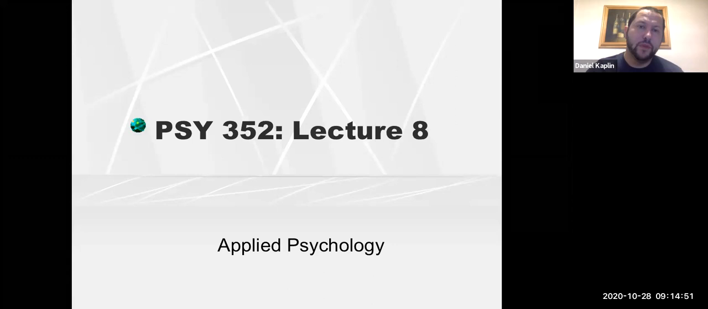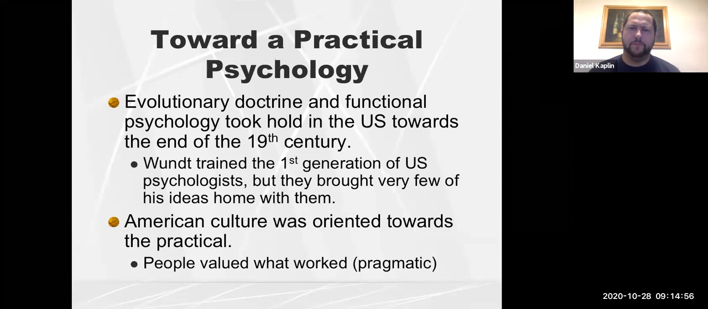So as you may recall, everything is about evolution, right? Everything must evolve or it dies out. Well, the same concept can be said about psychology. And you learned about Darwin in an earlier lesson, but that whole evolutionary doctrine of Darwin and that functional psychology of William James started to really take hold in the United States. And by the end of the 1800s and the beginning of the 1900s, there's a shift in psychology.